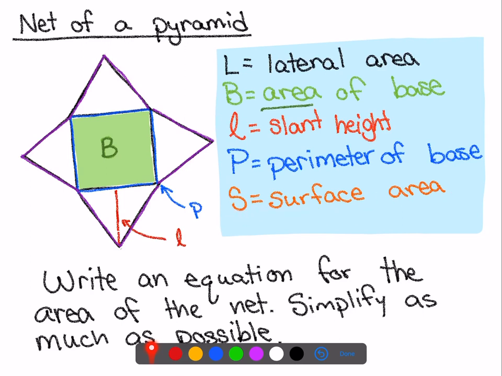So, write an equation for the area of the net. Simplify as much as possible. So go ahead and take a minute, try and figure out a good formula to find the area of this net. Now again, 4 triangles, 1 square.